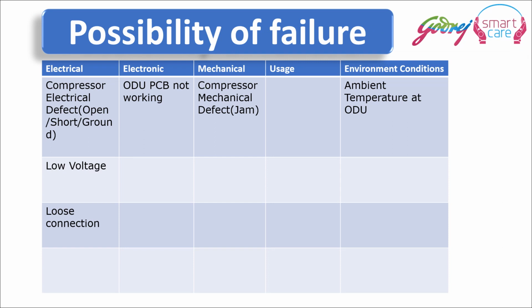Now we understand the possibility of failures under different types. Compressor electrical defects, open, short and ground, low voltage and loose connections come under electrical types of defects. Outdoor PCB not working comes under electronic types of defects. Compressor mechanical defects like jam are a mechanical nature of defect. Ambient temperature across the outdoor unit is under environmental conditions.